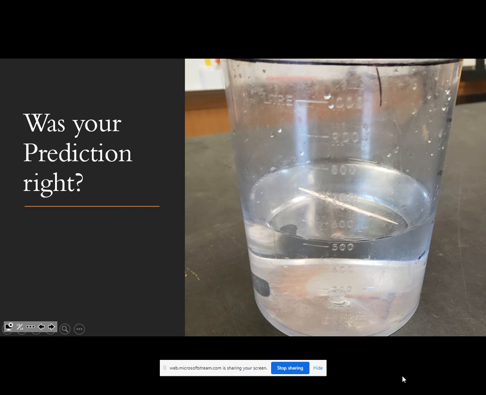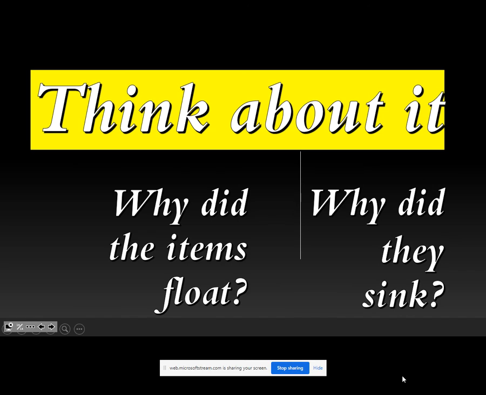So let's think about why we did this experiment and what it meant for if it would float versus sink. Why did the items float and why did they sink? I know we talked about it several times: density is dealing with if it's heavier or light. If an item is less dense, it's going to float compared to water. If the item is more dense compared to water, it's going to sink. So density plays a role based off of the water and how items will sink or float. You really need to think about that.